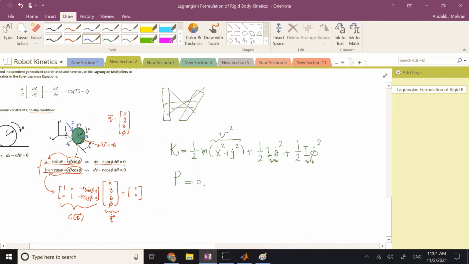So we can assume the potential energy to be 0. And so the Lagrangian will be the same as the kinetic energy in this case.